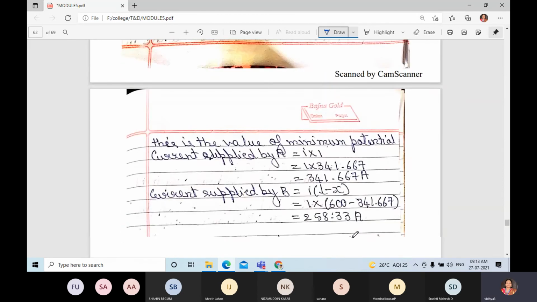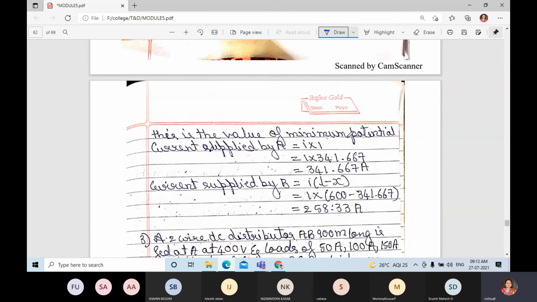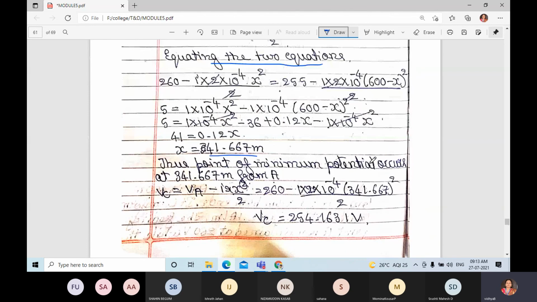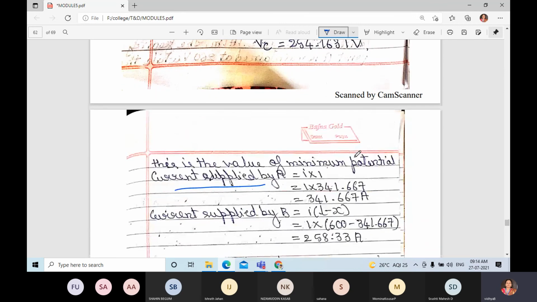And what about the next voltage? Here this is the value of the minimum potential, and the current supplied by A is I into x. I value is 1, and x value we got is 341.667. The current into distance, just 1 into 341.667. Here you'll get the same value. This is I into x.